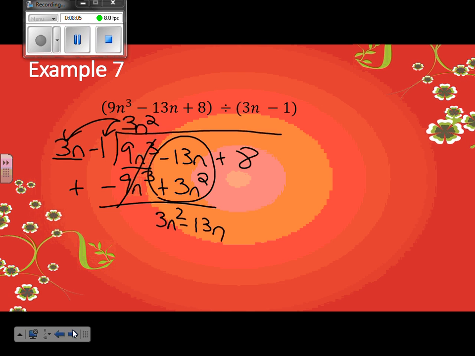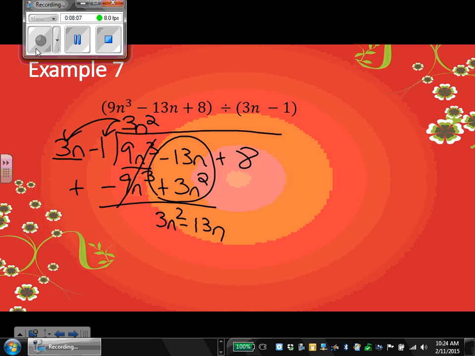And we're going to divide again. We have to work through this before we can bring down the 8 and continue with our problem. That makes sense? So we take a little break in the middle of our problem, divide again, and then we'll be able to bring down the 8. So 3n times what, Jordan, is 3n squared? N. Just an n. Does that make sense? So n times 3n is 3n squared, and n times negative 1 is negative 1n.